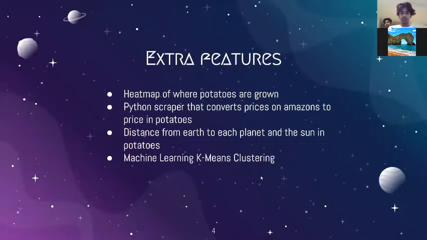Extra features: we have a heat map of where potatoes are grown. We built a Python scraper that converts prices on Amazon, priced in potatoes. We have distance to Earth to each planet and the sun in potatoes. We also have machine learning, k-means clusters.